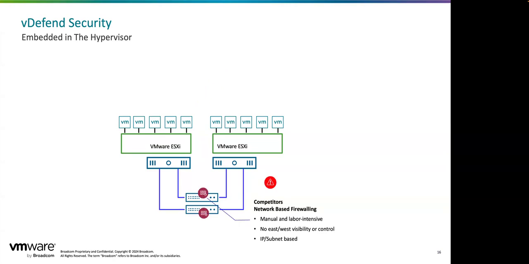If you look at the physical firewall, we mentioned that they are physical devices that have to be configured manually. They are often labor intensive. There's no east-west visibility or control. And then, of course, the rules are based on IP or subnet.